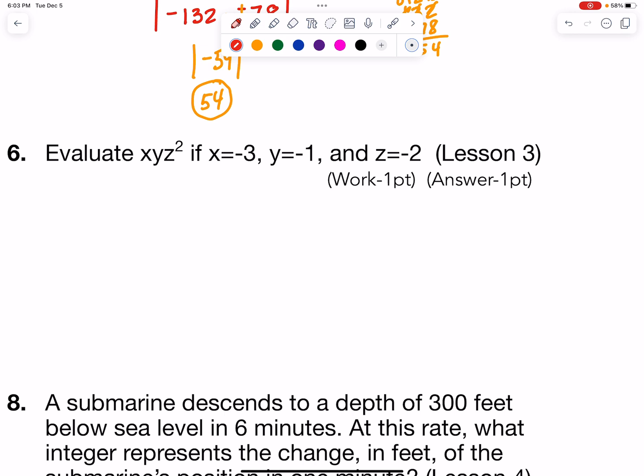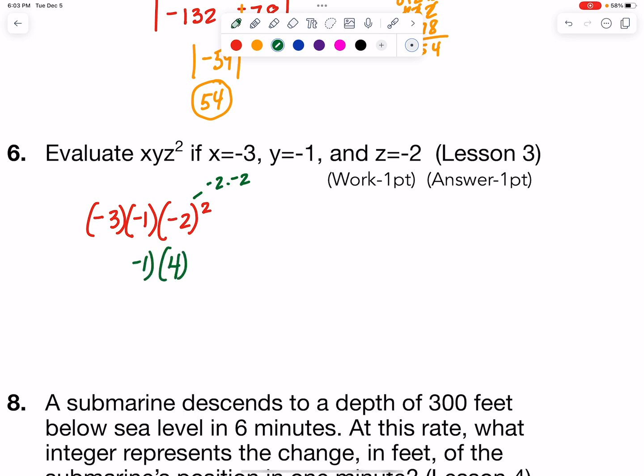You have to plug in and substitute. So we have a negative 3 times y, which is negative 1, times z, which is negative 2, and that is squared. We know exponents, according to GEMDAS, goes first. And my recommendation to you is always pull this out. So we have a -2 times a -2 is a +4.